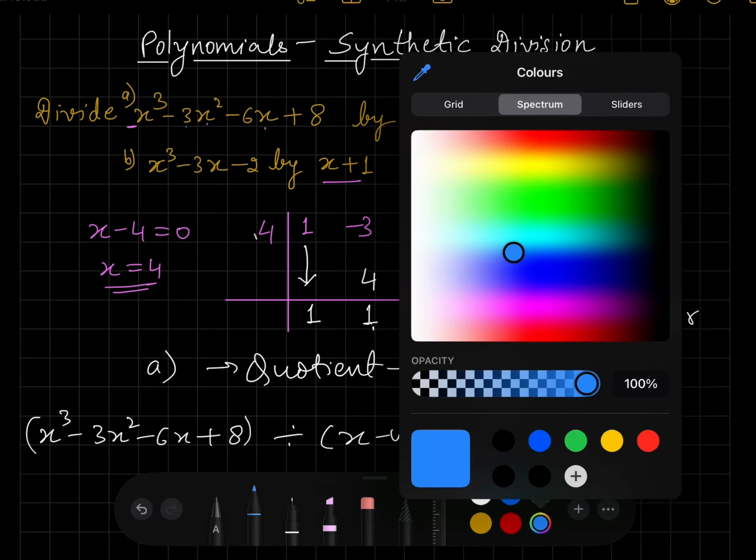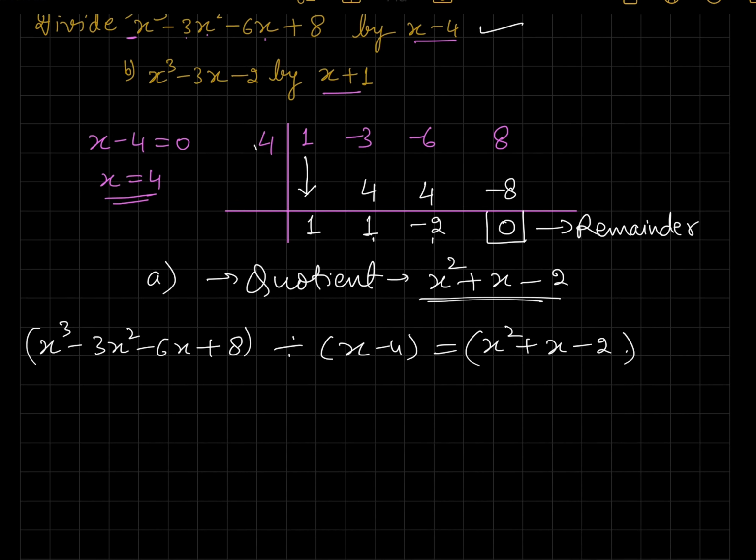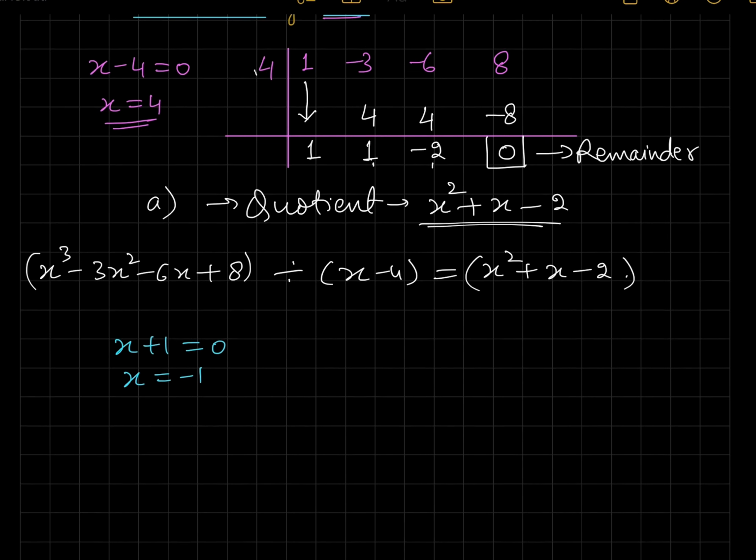Let us do one more. I have taken something different here: x cubed minus 3x minus 2 divided by x plus 1. Again the same thing: I will set x plus 1 equal to 0. So x is equal to what? Negative 1. And now I have to put them in this table-like thing.